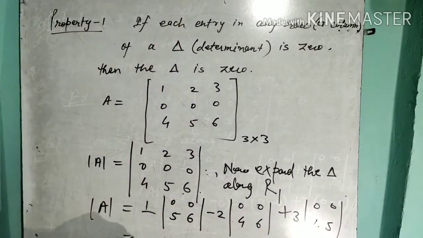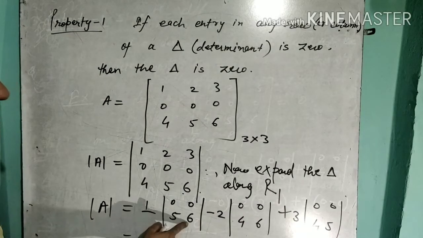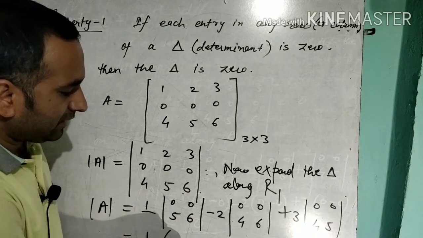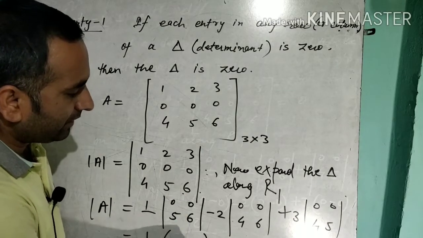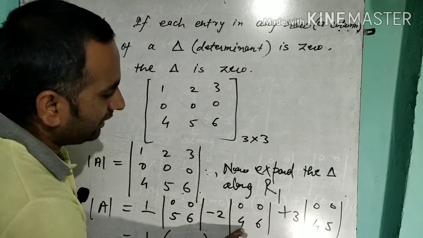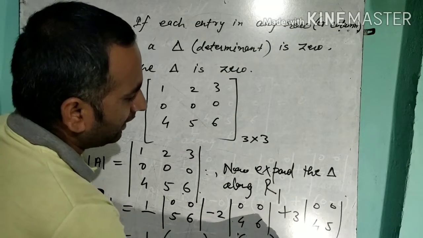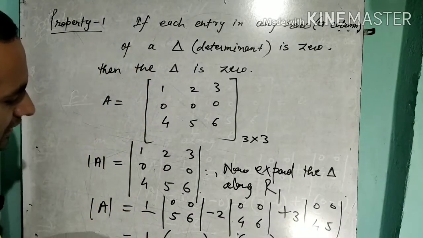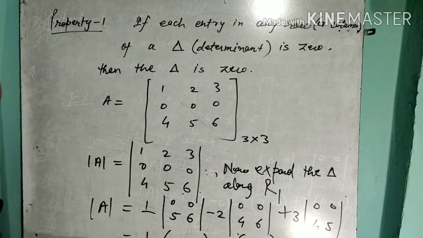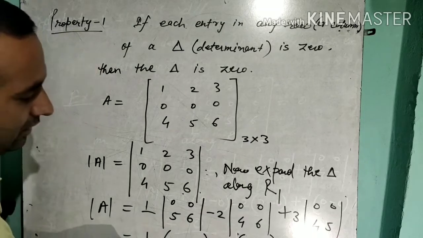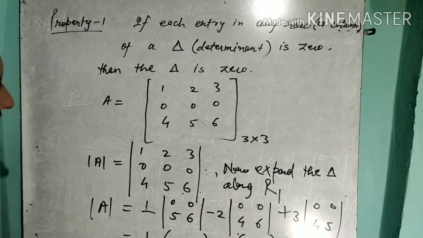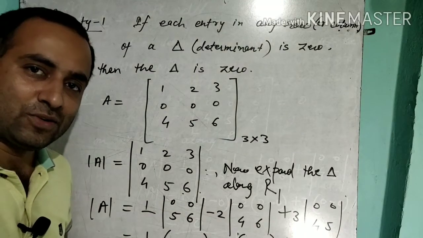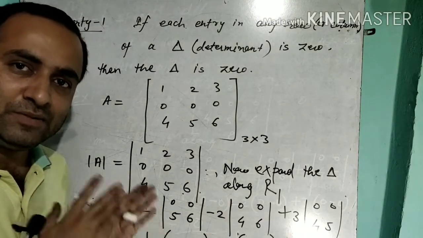Now how will you solve it? 1 multiplied by 6 multiplied by 0 gives 0, and 5 multiplied by 0, after taking minus, is 0. For minus 2, it is also 0 minus 0, and for plus 3, it is also 0 minus 0. So the answer is 0. After solving, you get 0, so the value of this determinant is 0. In this way your first property has been finished.